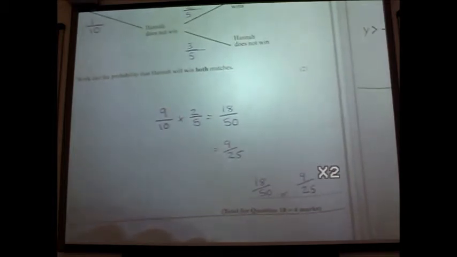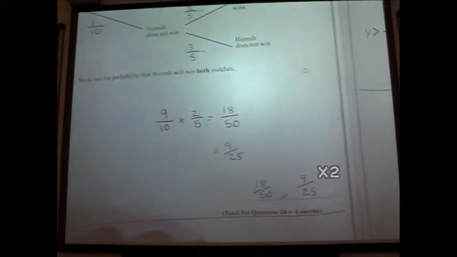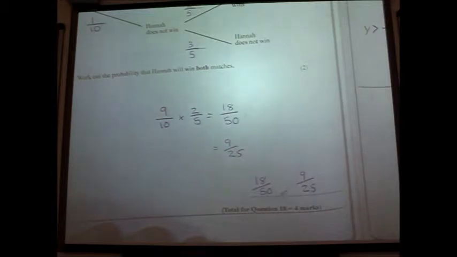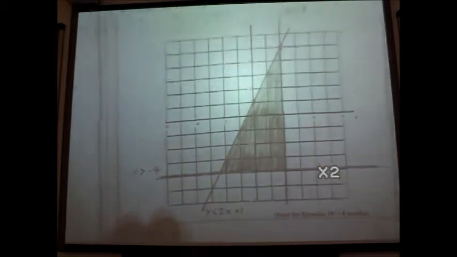When I marked it, a lot of people simplified it to 9 out of 25, which is fine. So either of those answers will get you the marks. It does not specify to simplify, so you can leave it as 18 over 50. But 9 out of 25 is also good. Okay, next one. This is not too bad.